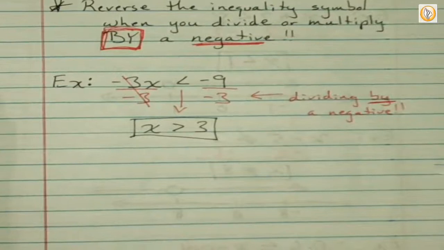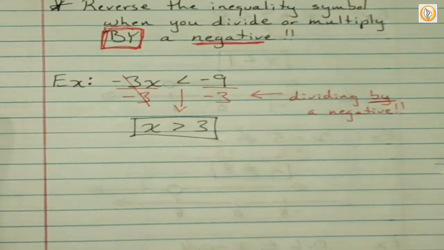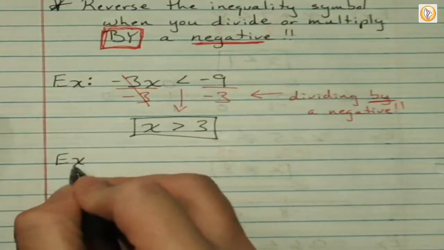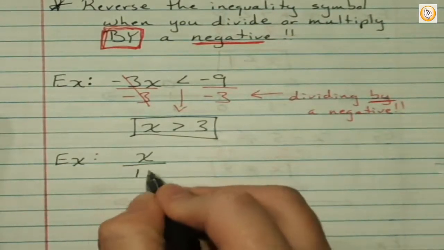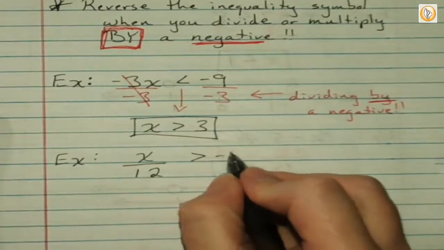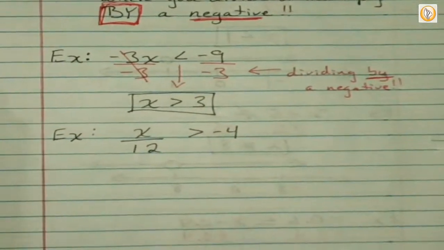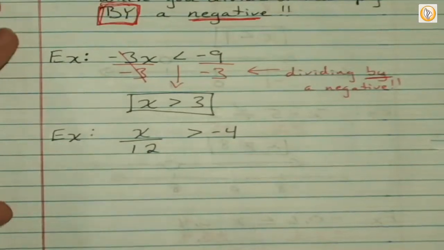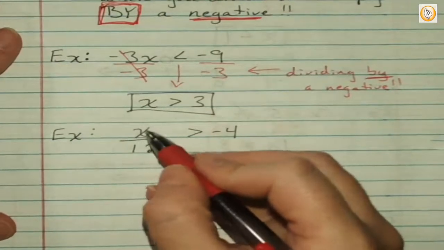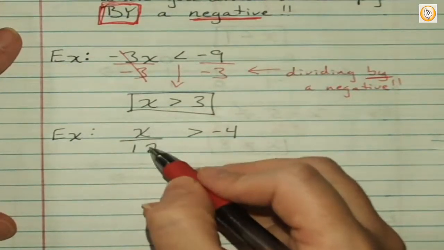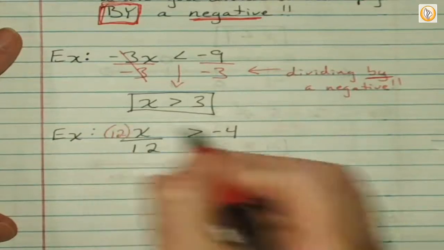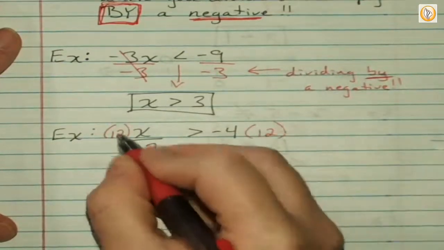Any questions? All right, Cecilia, you're going to redeem yourself right here. X divided by 12 is greater than -4. All right, you got this. Why are you multiplying both sides by 12? Bingo. Since we have to isolate the variable, and since x is being divided by 12, Cecilia is correct, we're going to multiply both sides by 12.